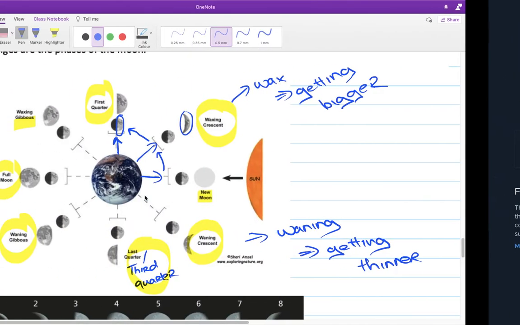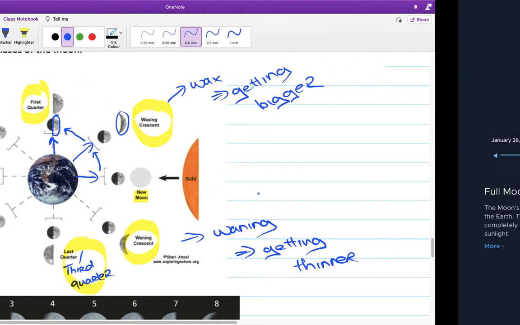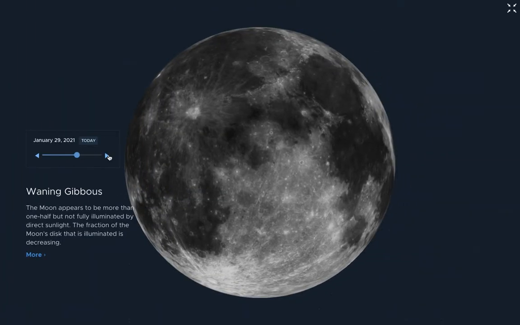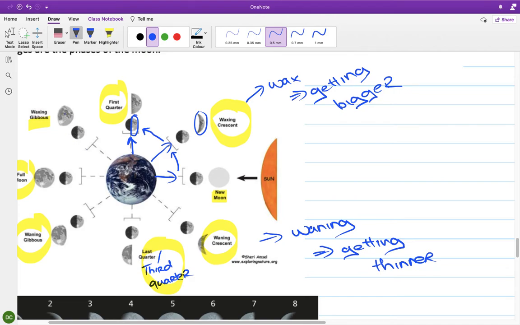Okay, so now we're going to move over to the waning side. So the 29th, we have a waning gibbous. So you're going back. So this was more than half, this was half, and this was less than half. So this was less than half illuminated. This was half illuminated. And this one was more than half.